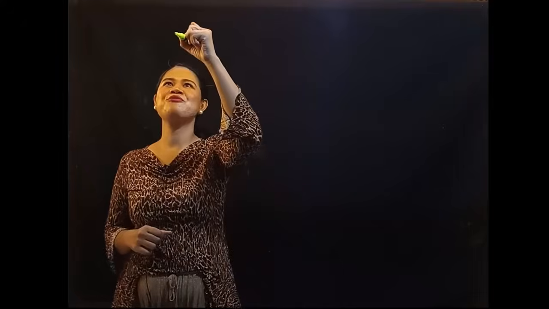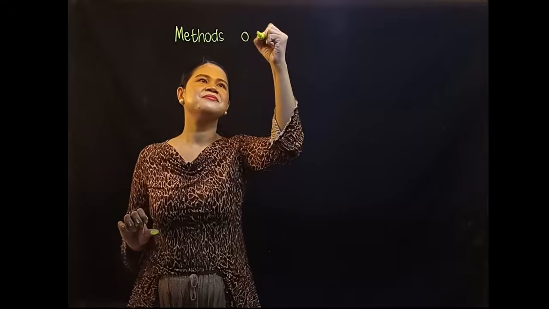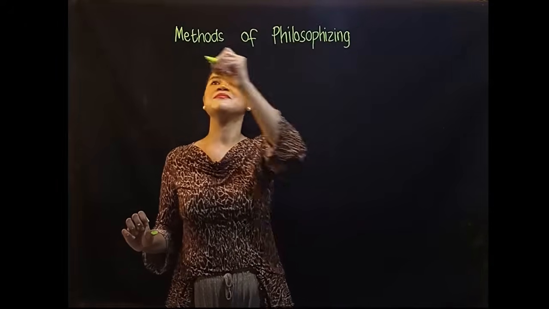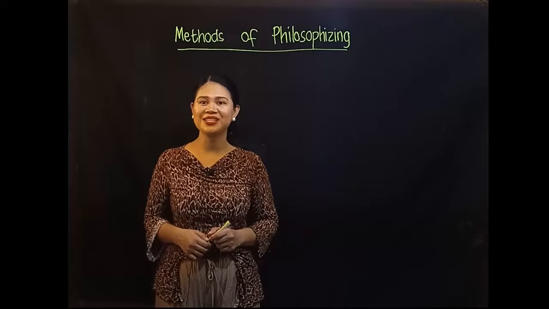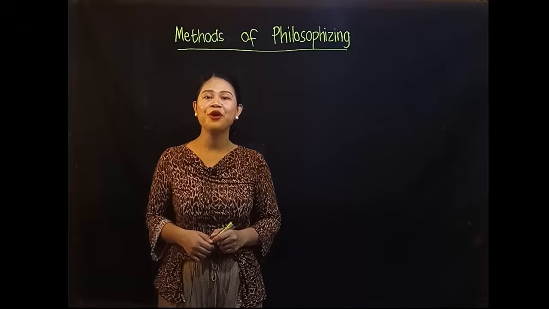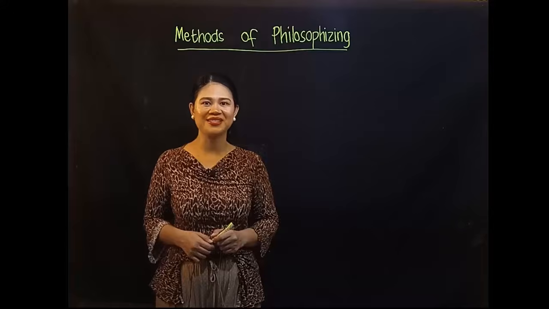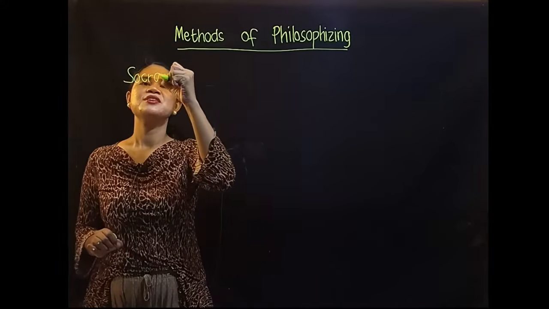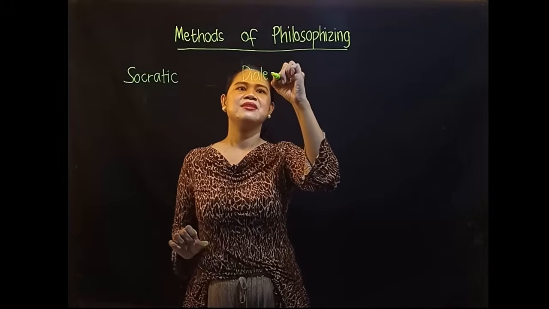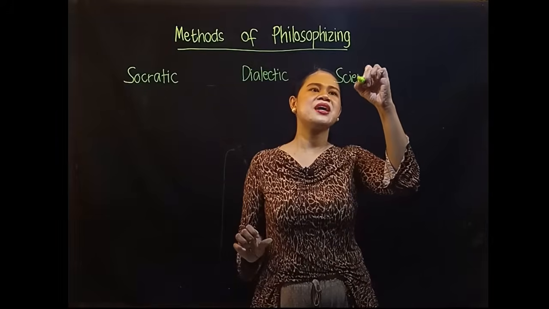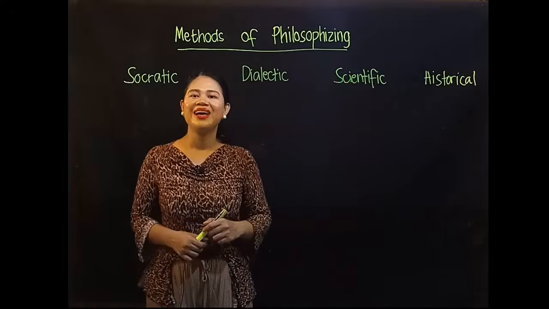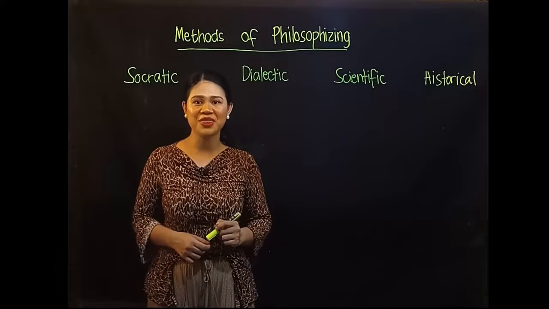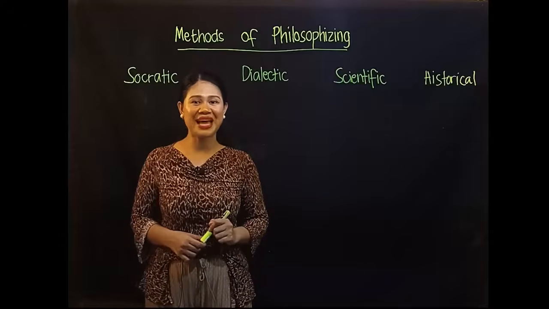But first, what do we mean by methods of philosophizing? According to www.Kuiper.com, a method of philosophizing is a process of determining the truth or drawing a conclusion from a statement using various philosophical methods, such as Socratic, Dialectic, Scientific, and Historical. Let us discuss each philosophical method, starting with the Socratic method through example.